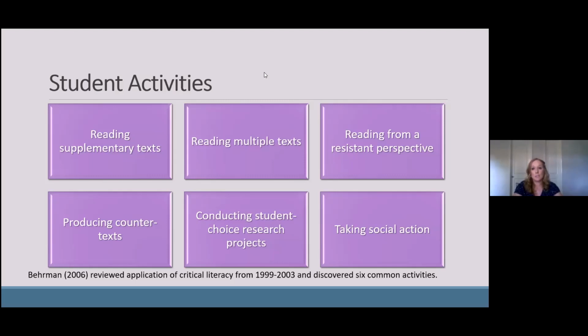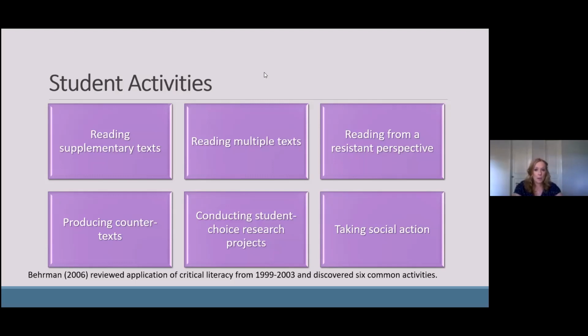Reading from a resistant perspective. This is definitely becoming much more common as well, but specifically looking at people who might resist the dominant narrative or the way that a situation is being portrayed. We can also get students to produce counter text. So if they don't exist, asking them to write a journal entry or a diary entry that could counter the story that they have been presented with.